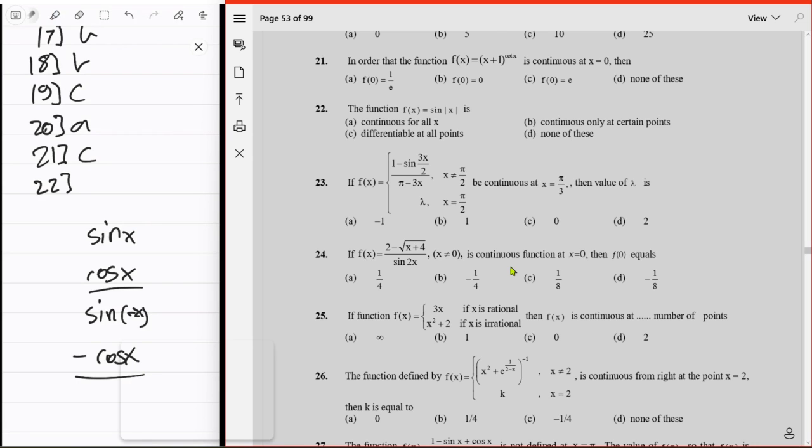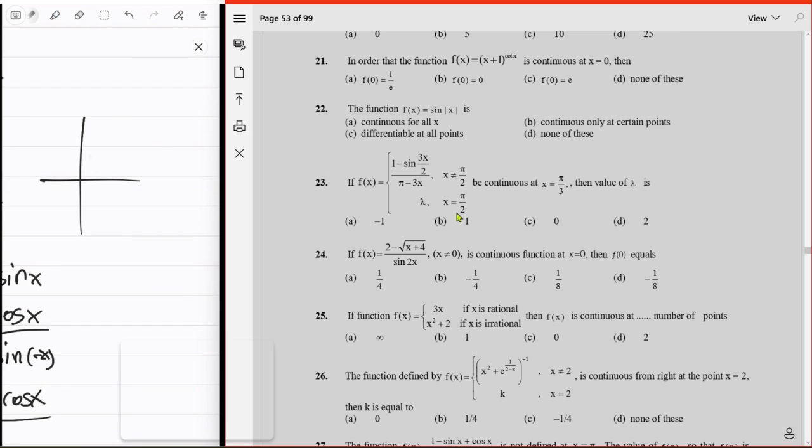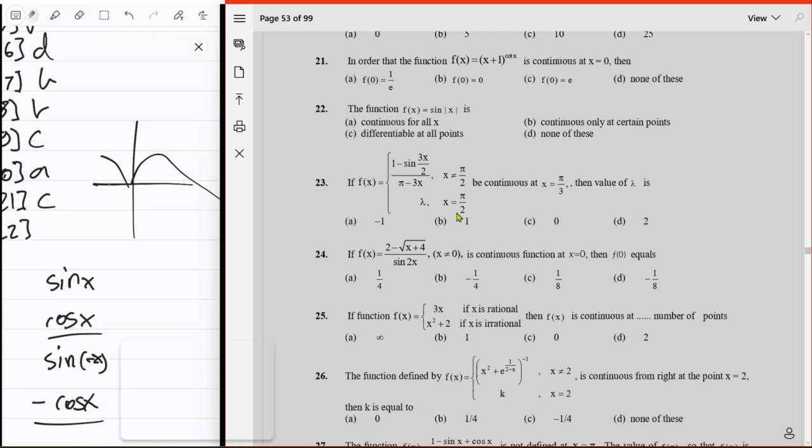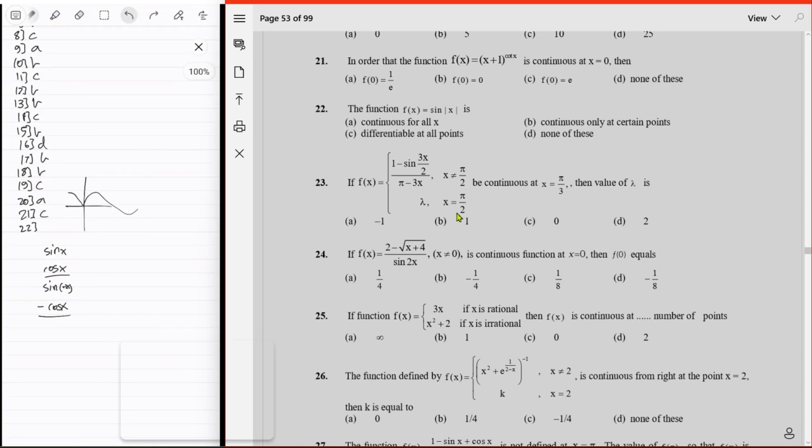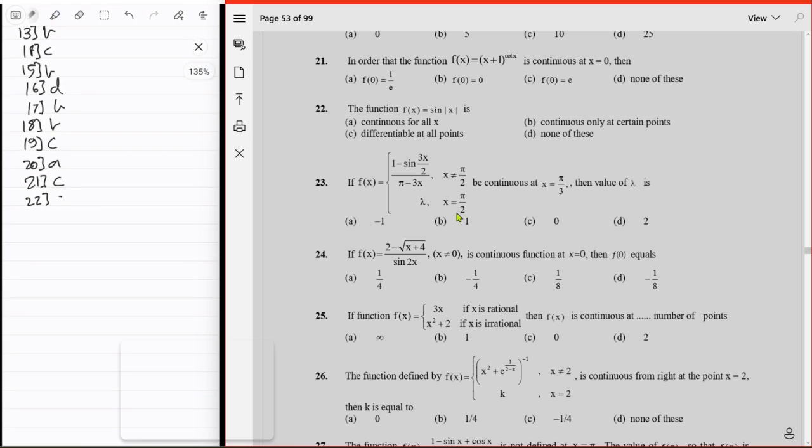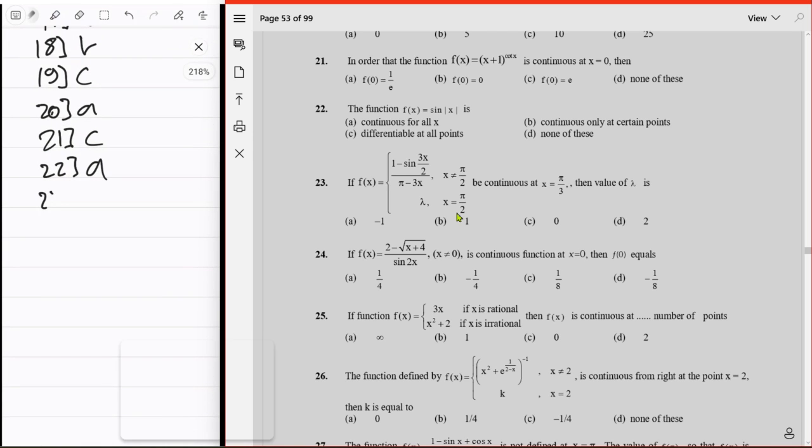It is continuous though. And if I actually try to graph this, maybe just like this and then just copy it or reflect it. Yeah, that's what it's gonna look like, which means it's not differentiable, but it is continuous. So A looks good, and continuous for only certain points. No, it's continuous for all x. Next question, 23. If f is this thing, it is continuous at x equal to pi upon 3, the value of lambda is.